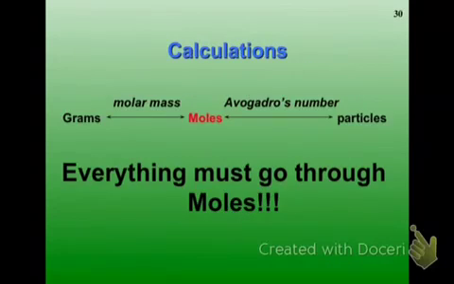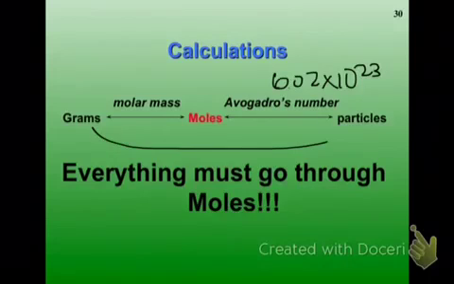Here's a map of what that looks like. Grams is on one side, particles is on the other, moles is in the middle. If I'm going from grams to moles or moles to grams, I'm using molar mass. If I'm going from particles to moles or moles to particles, then I'm using Avogadro's number, which remember is 6.02 times 10 to the 23rd. I cannot go directly from grams to particles. That pathway does not exist, so I need to go through moles.